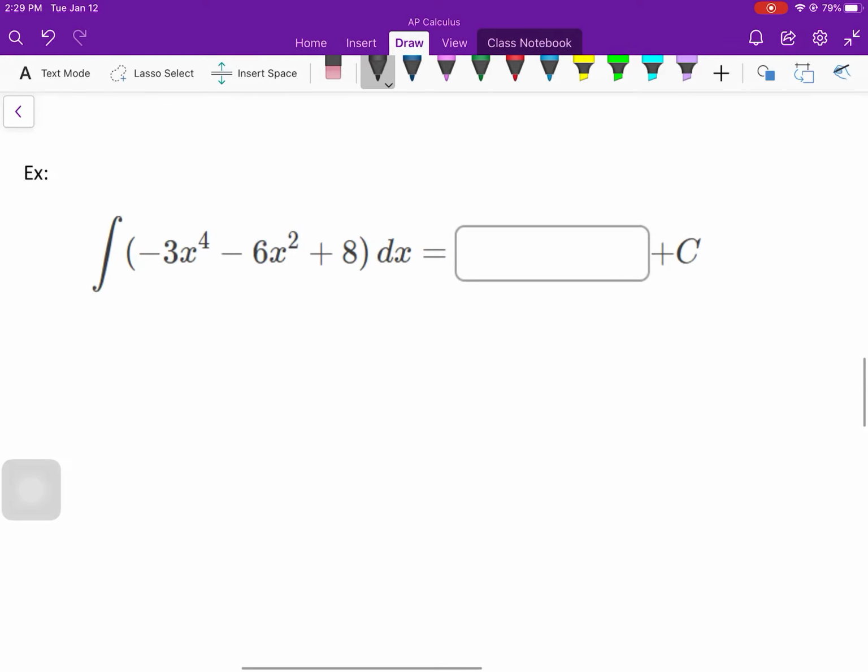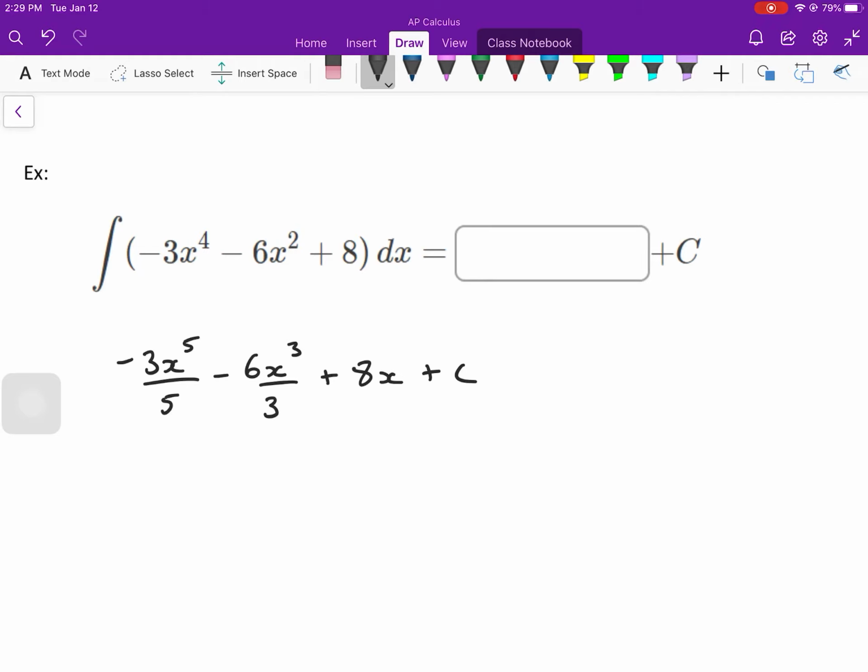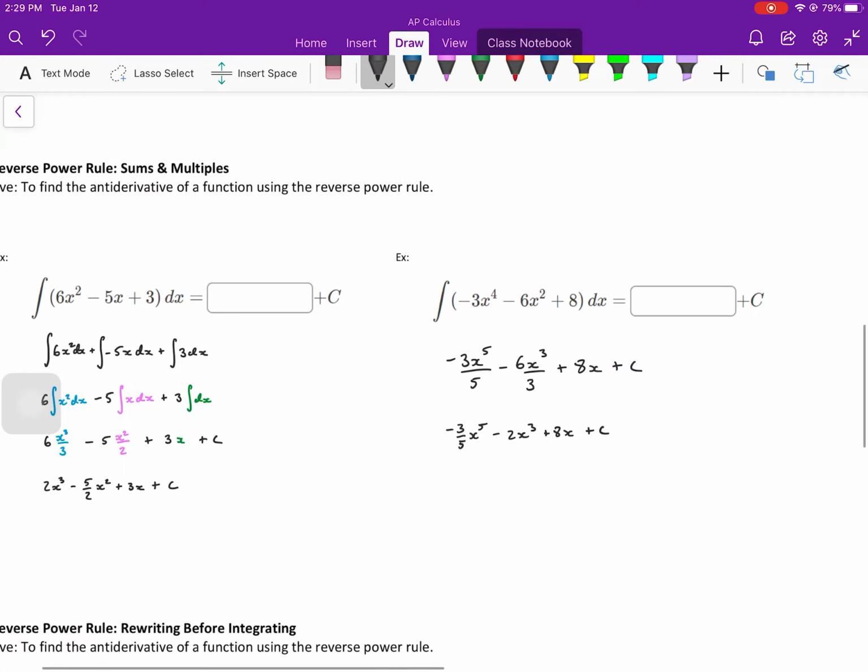But what I would do personally is I can see that I'm adding an exponent to that. So it's negative 3x to the 5th over 5. This one is adding 1 to the exponent there, divide by the exponent. Derivative of 8x is 8, so integral of 8 would be 8x, and then plus c, of course, and then just simplify it. So our answer would be negative 3/5 x to the 5th minus 2x cubed plus 8x plus c.